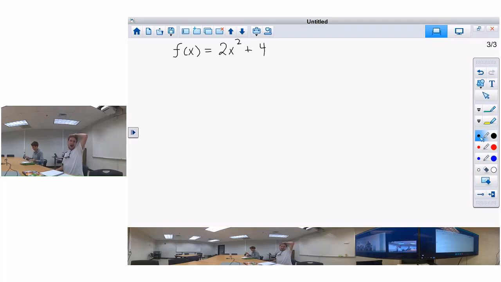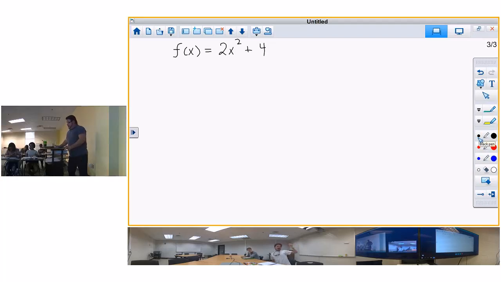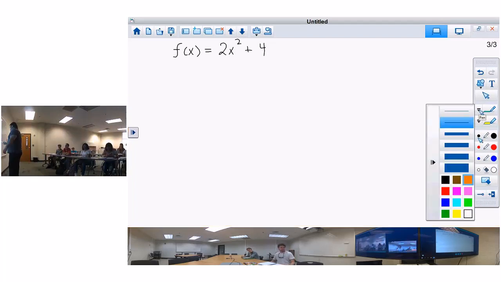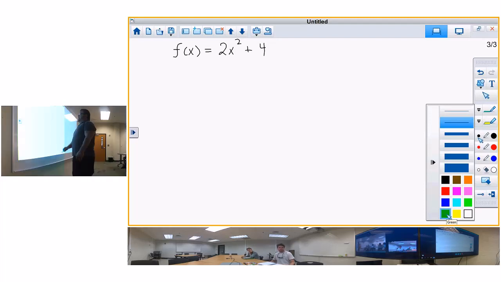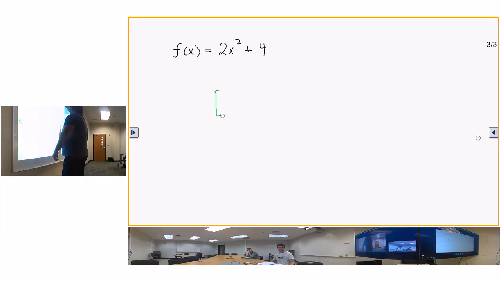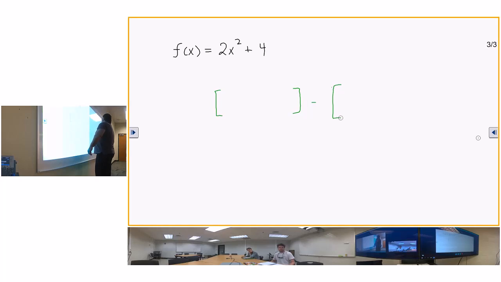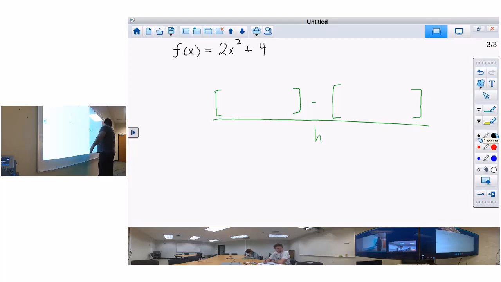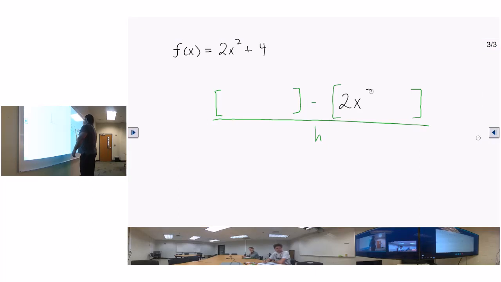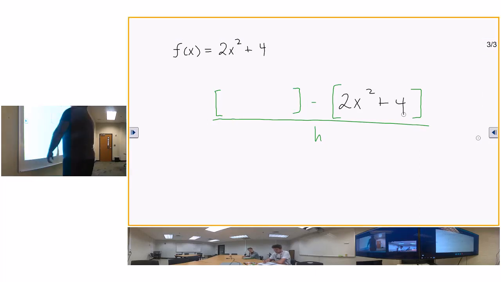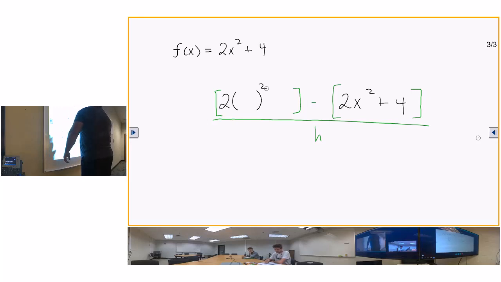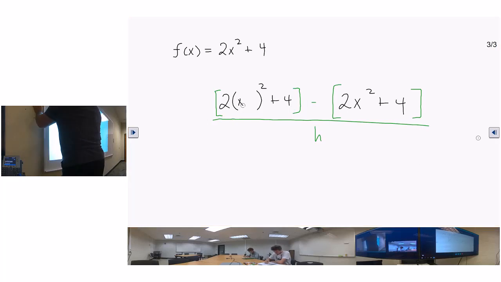So I'm going to spend a lot of time picking out different colors for y'all. So I'm going to rewrite. I'm going to put brackets, minus brackets, f of x plus h minus f of x over h. F of x is just 2x squared plus 4. This is 2 parentheses squared plus 4. And of course we got to plug in x plus h.